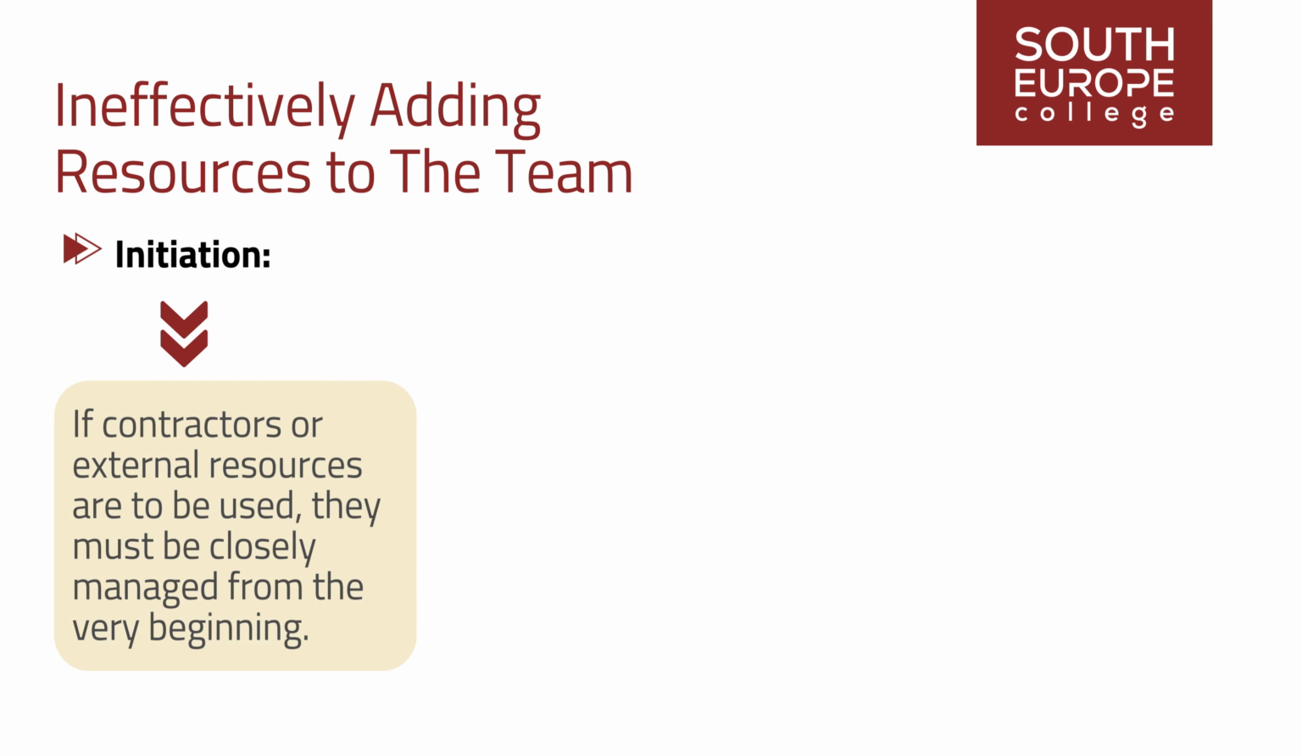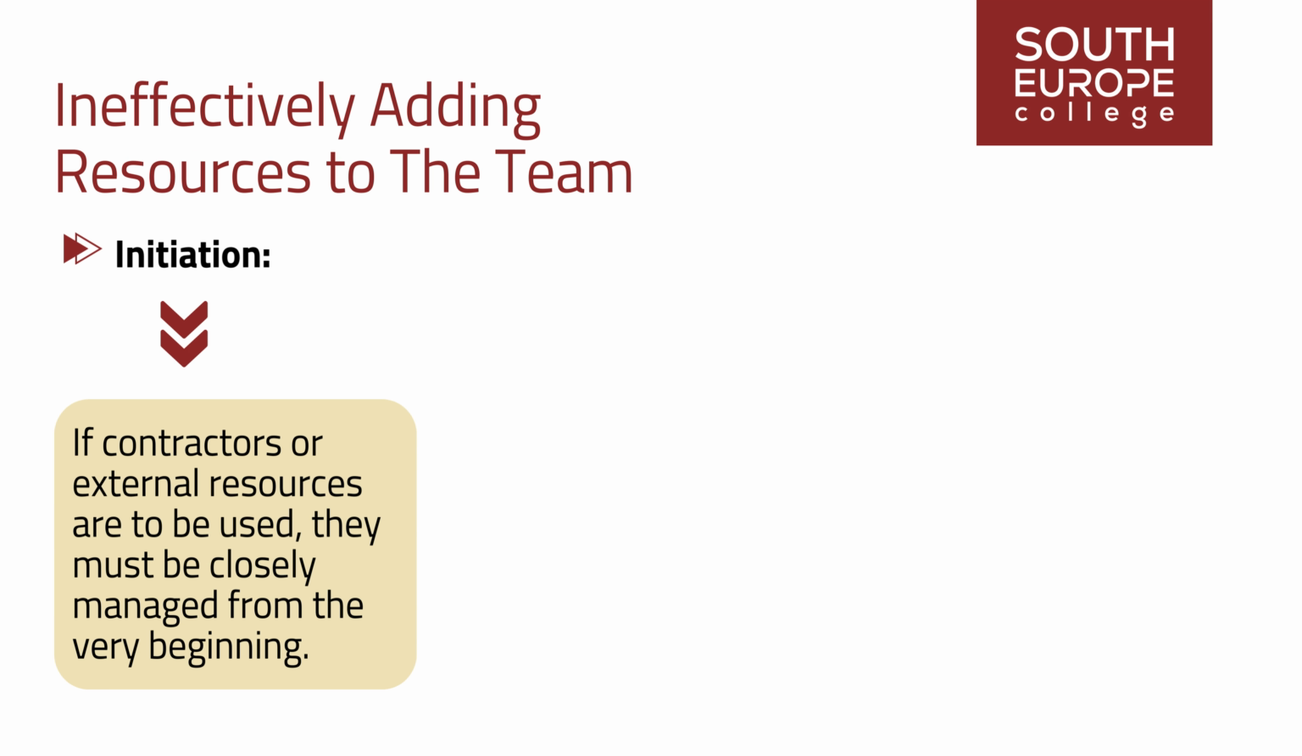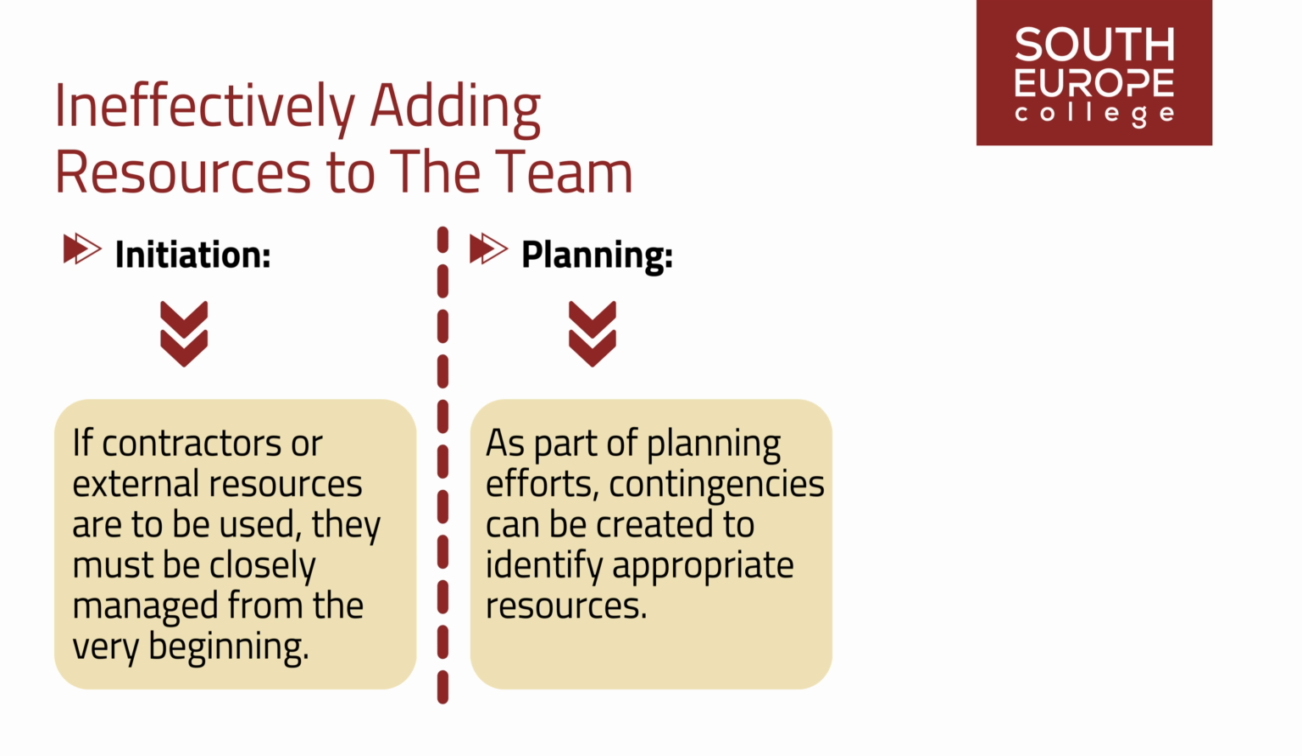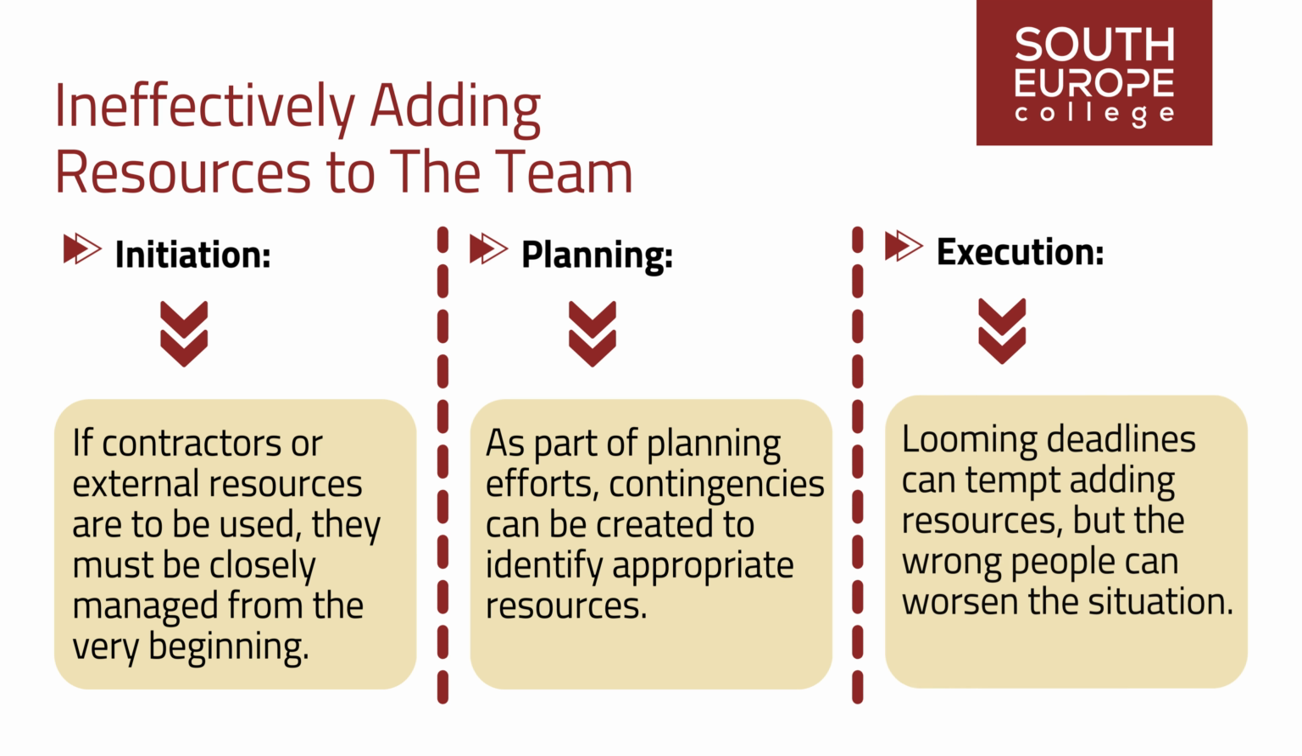Initiation. If contractors or external resources are to be used, they must be closely managed from the very beginning. Planning. As part of planning efforts, contingencies can be created to identify appropriate resources. Execution. Looming deadlines can tempt adding resources, but the wrong people can worsen the situation.